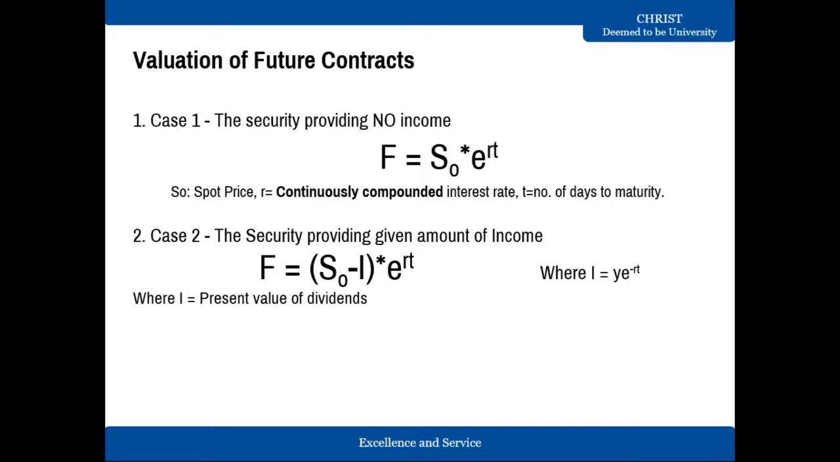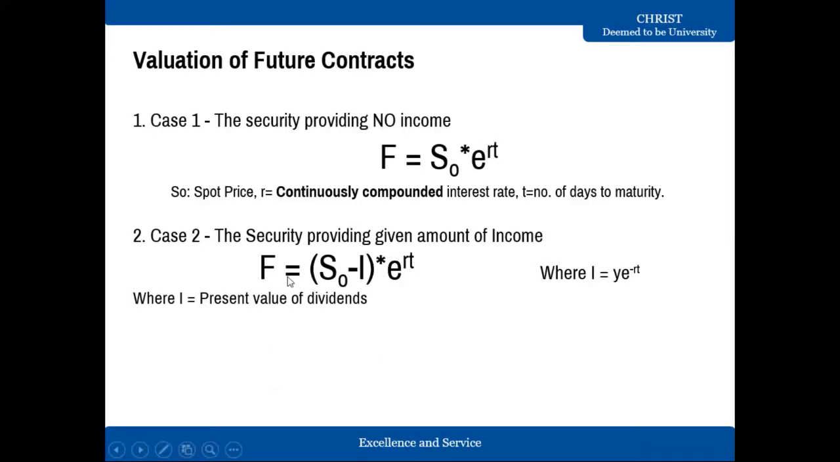We also have case 2, where the securities provide income. Most stocks come under this section, where companies pay dividends. If they pay dividends at a certain time during the tenure of the futures contract, then you have to consider those dividends. But which dividends? It should be the present value of the dividend.